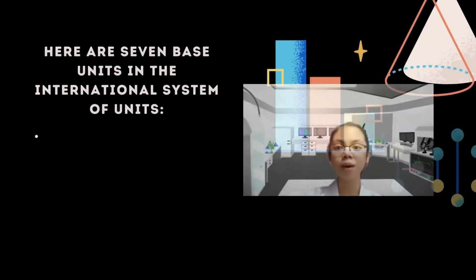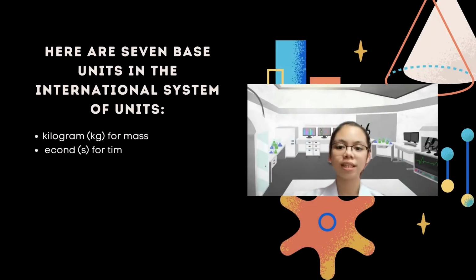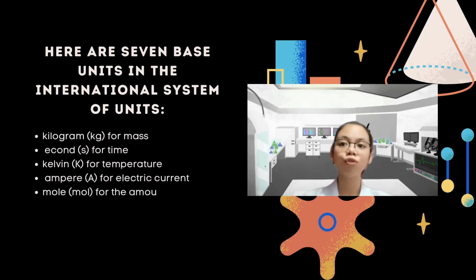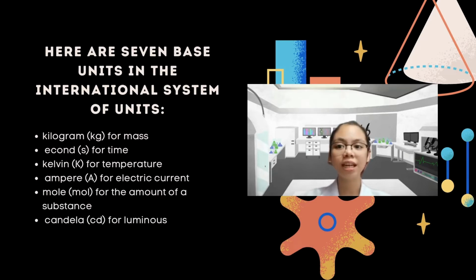There are 7 base units in the International System of Units: the kilogram for mass, second for time, Kelvin for temperature, ampere for electric current, mole for amount of substance, candela for luminous intensity, and meter for distance.